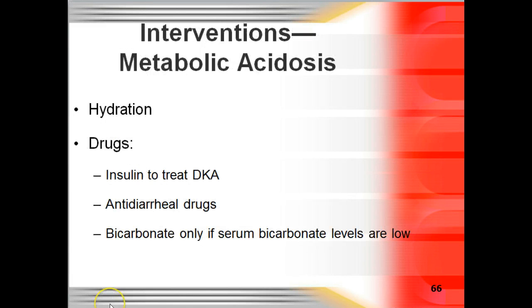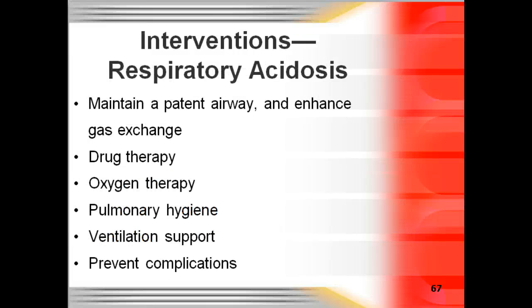You've got interventions for metabolic acidosis. You want to hydrate, because if you add fluid, it will dilute it and reverse the acidotic state. If a person is a diabetic, you want to give them insulin so that you can treat diabetic ketoacidosis. You want to give them anti-diarrheal drugs because they're dehydrating themselves and putting themselves in a more acidotic state. You also only want to give them bicarbonate if serum bicarbonate levels are low. Okay, think about these treatments, you guys.